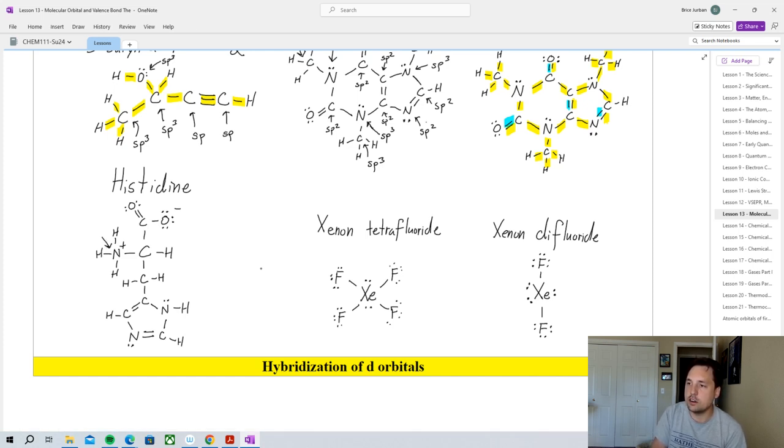This nitrogen that's here is going to be sp3 hybridized. It's got 4 atoms attached. This carbon at the top has only 3 atoms attached, so that's going to be sp2. And then we have sp3 and sp3 hybridization for these carbons because they have 4 atoms attached.